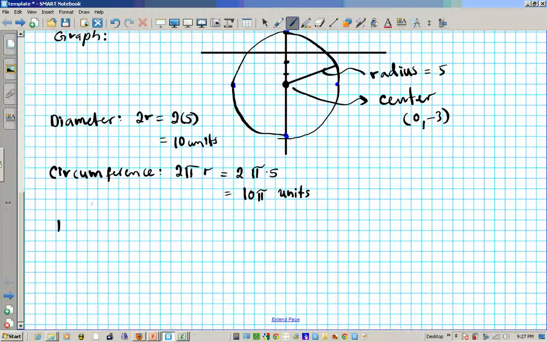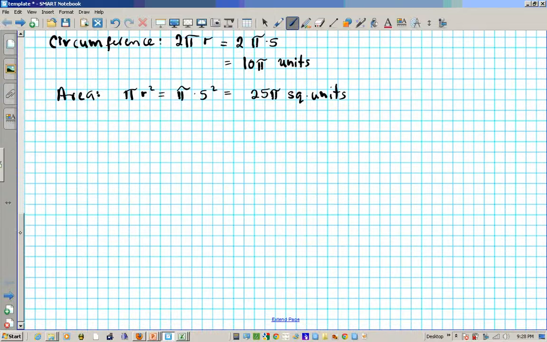Alright, and then the area of the circle, formula for area is pi r squared. So since the radius is 5, it's going to simply be pi times 5 squared. So your area is going to be 25 pi square units. Okay, so there you have it. Alright, with that in mind, let's move on to example 2.